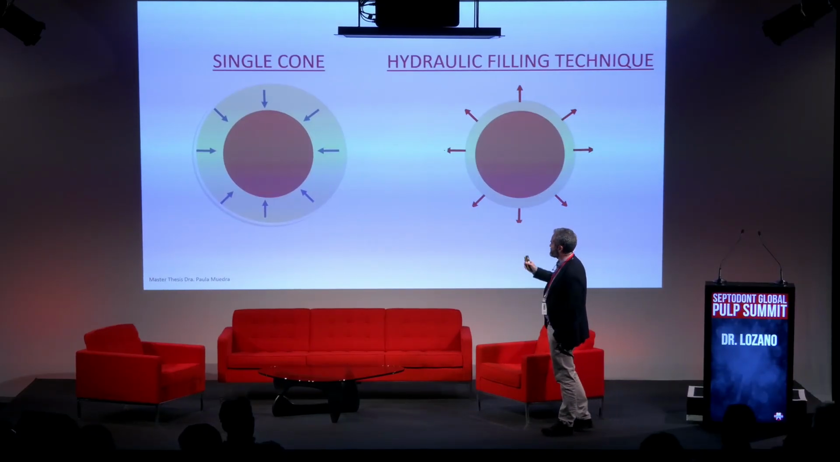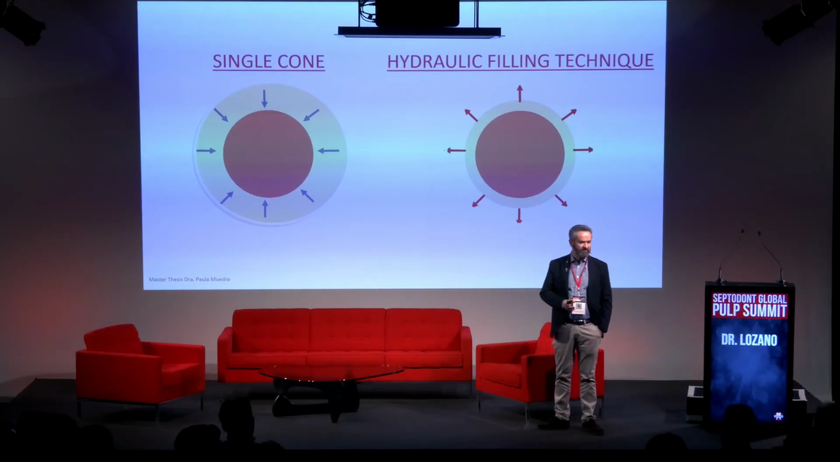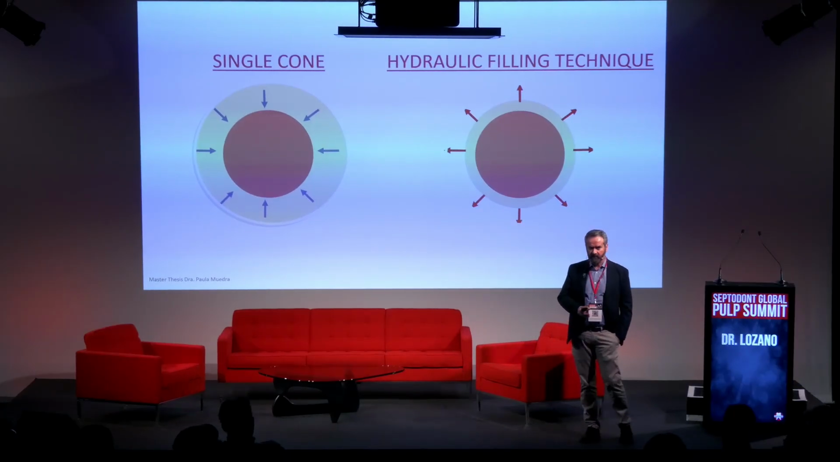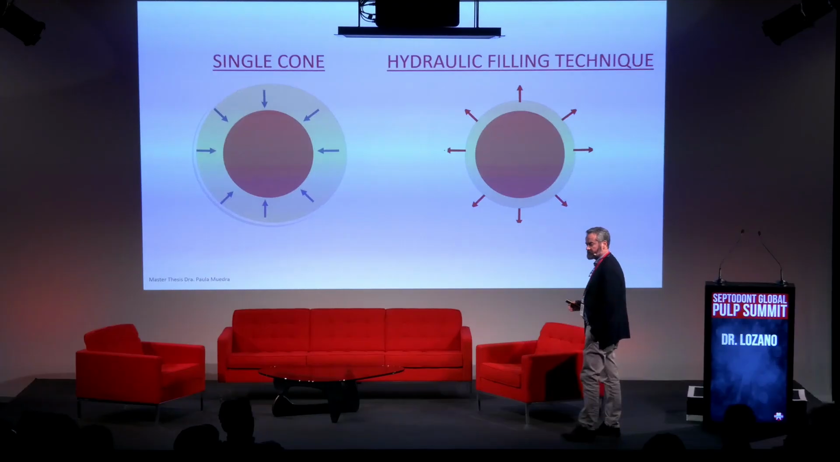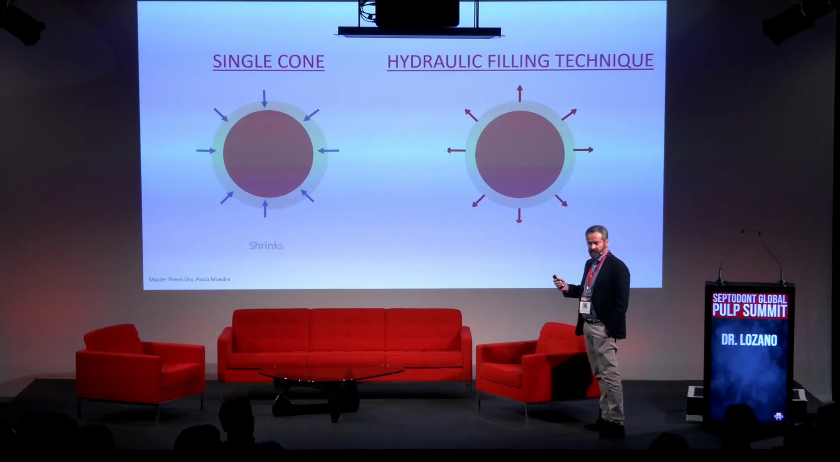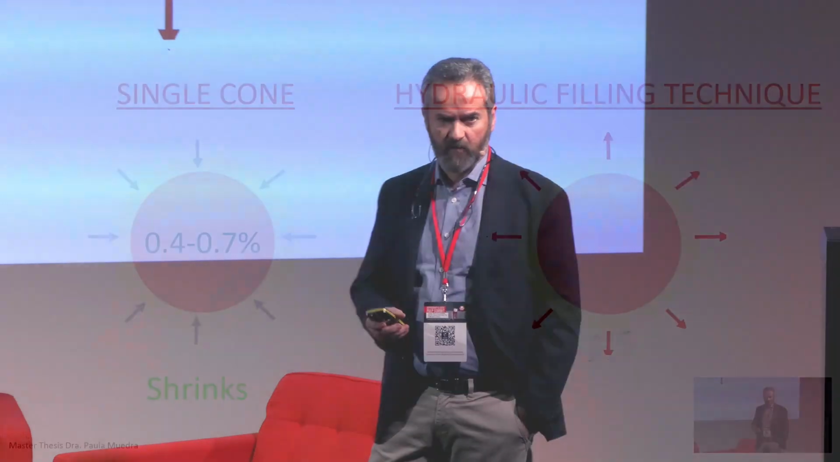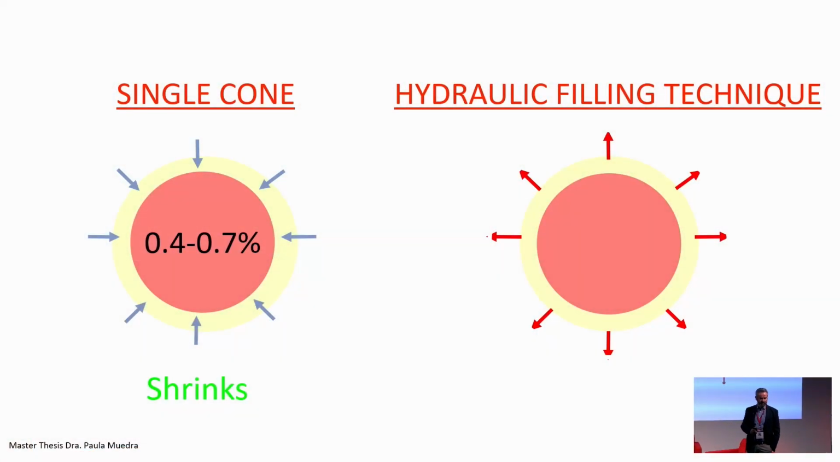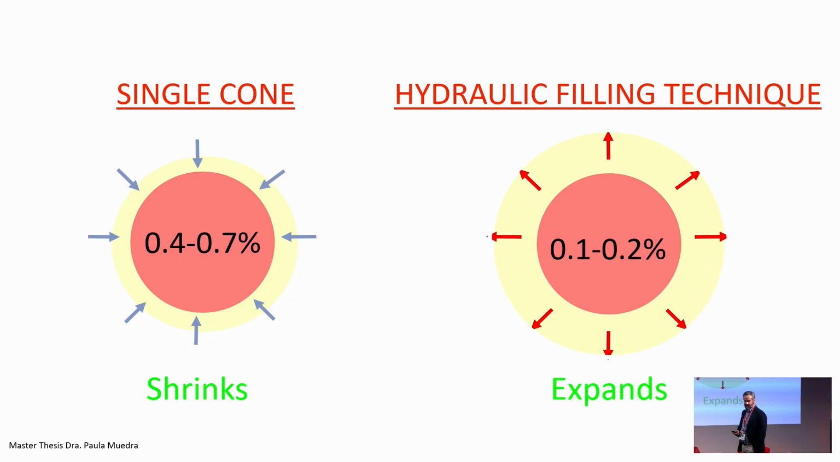If we compare with the traditional single cone from the 50s and the 60s, that used traditional sealers, when the sealer sets, we have shrinkage. So we have a lot of voids and gaps. With these new sealers, it's totally different because this sealer has expansion. So although it is the same technique, the important thing in the single cone technique is the sealer.